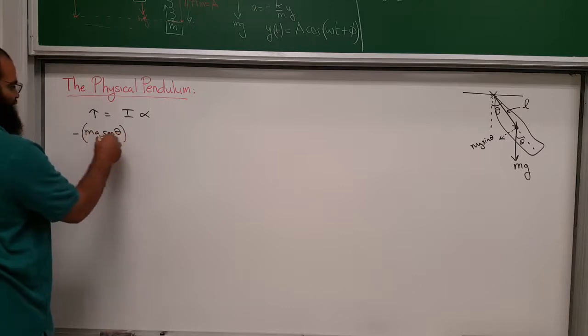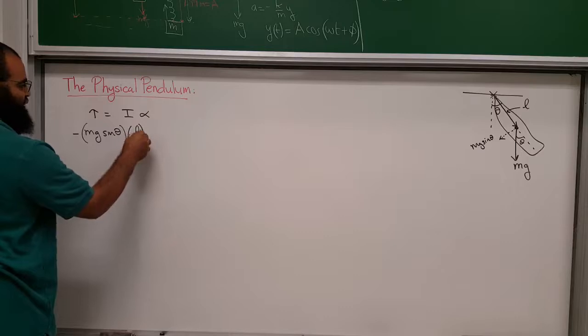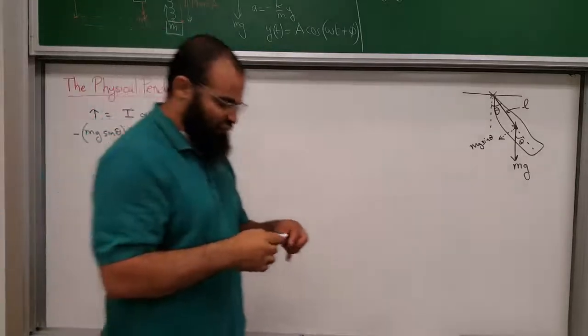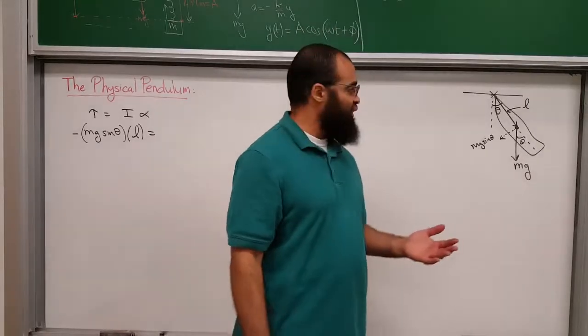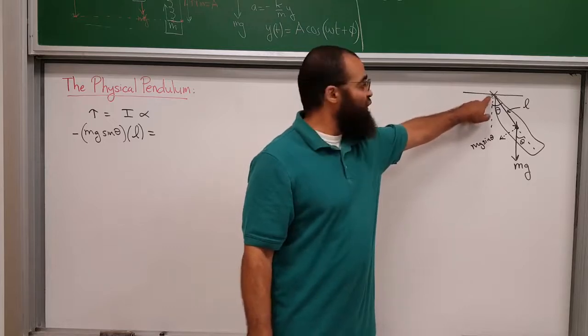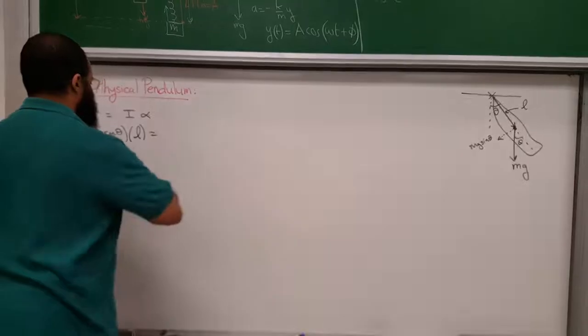And this is the part of the force. The distance from the force to the point of rotation is L. And this is the moment of inertia. Now, what's the moment of inertia of this object? First of all, am I plugging in the moment of inertia of the object about the center of mass, or the moment of inertia of the object about the pivot point? It would be the moment of inertia about the pivot point.